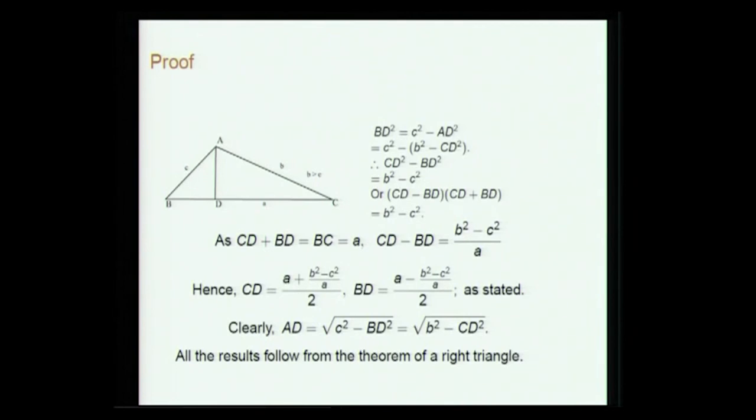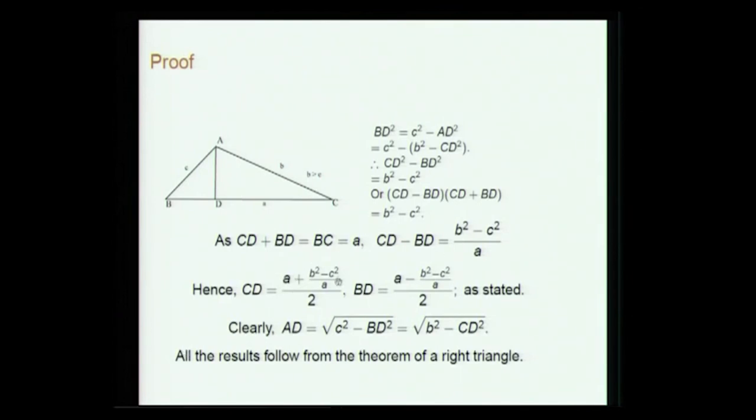We can easily prove it. BD squared, for instance, is AB squared minus AD squared, so C squared minus AD squared. And AD squared is again CD squared subtracted from B squared. So finally, you get CD squared minus BD squared equal to B squared minus C squared, or (CD minus BD) into (CD plus BD) is B squared minus C squared. But CD plus BD is equal to BC, which is equal to A. So CD minus BD is B squared minus C squared by A. Finally, CD and BD are found from these two equations.